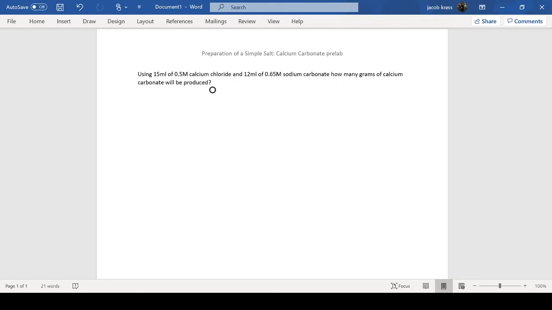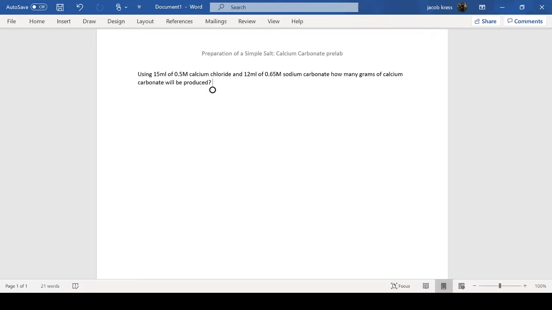Hi everyone, so this is going to be the pre-lab portion of the calcium carbonate experiment. I'm just going to very quickly go over the type of problems you're going to see in this lab. It's really just limiting reagent problems, and with that there's a couple conversions in there. So just go over them real quickly using this example problem.